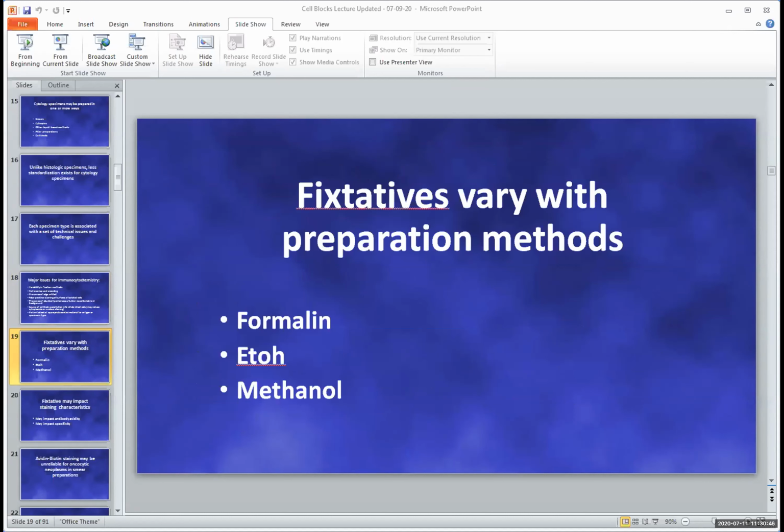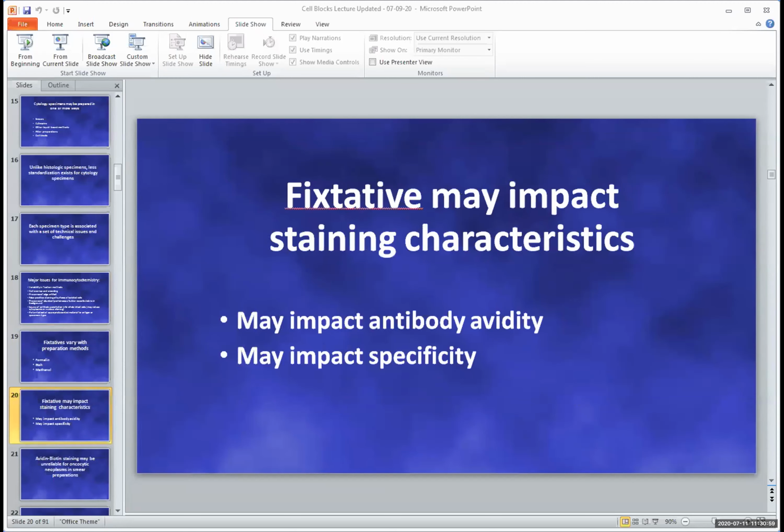Now, fixatives do vary with preparation methods. Fixatives can be formalin, 10% neutral buffer formalin. It can be ethanol, methanol, other fixatives are available. Now, the fixative may impact, and frankly, in many cases, does impact staining characteristics. It may have impact on antibody avidity. It may impact specificity and sensitivity, and these are important issues when we come to interpret the stained cytologic preparation.